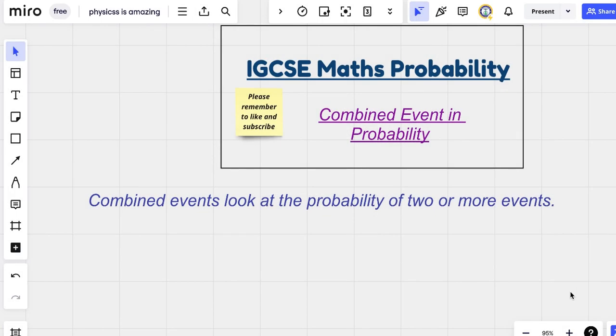Today we're looking at part 3 of probability. Today we'll be looking at combined events in probability. So without much ado, let's begin.